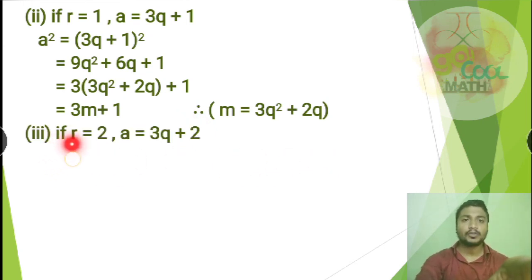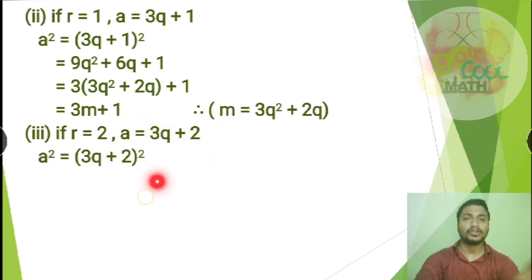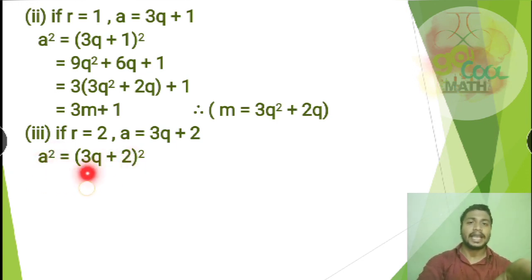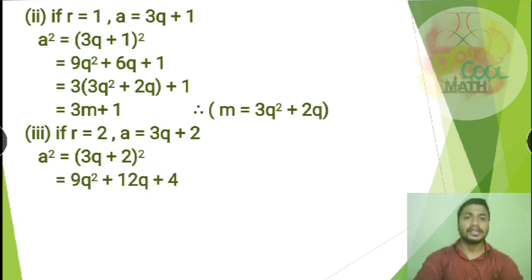If r is equal to 2, a is equal to 3q plus 2. So the lemma is 3q plus 2. We have to square on both sides because the question says square of any positive integer. So squaring on both sides, a plus b whole square is a square, 3q the whole square is 9q square, plus 2 into 3q into 2 is 12q, plus 2 square is 4.